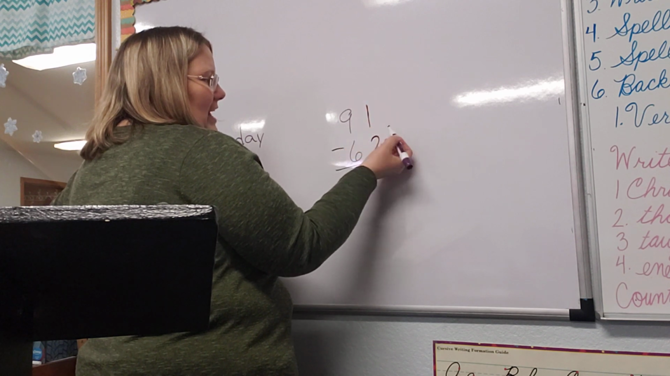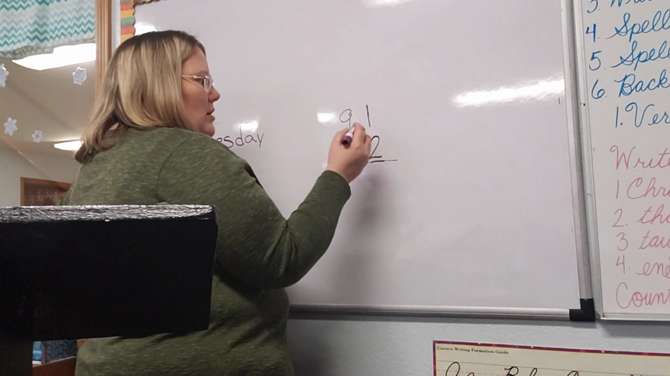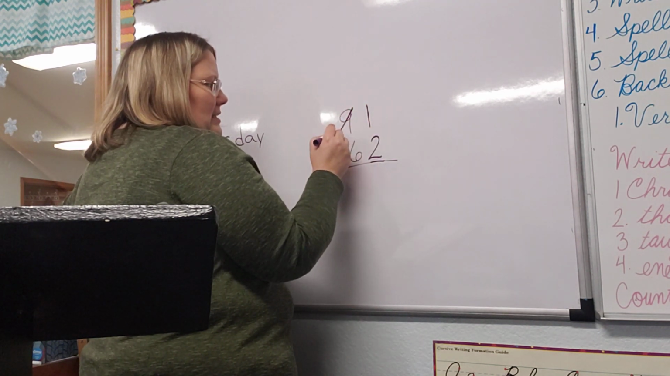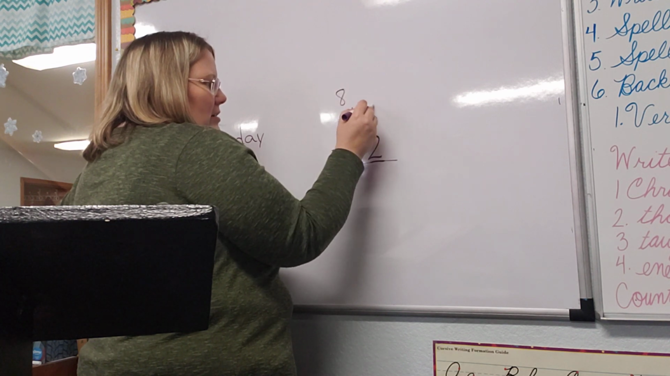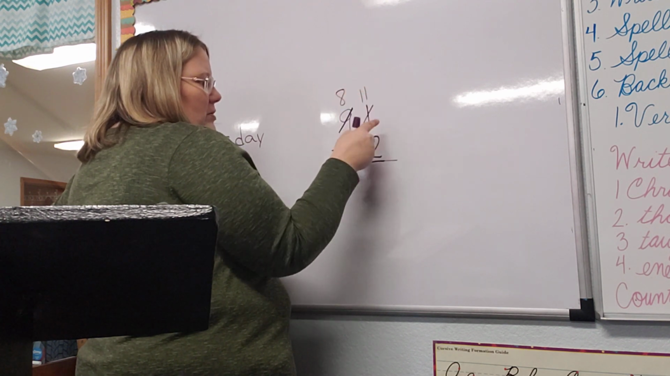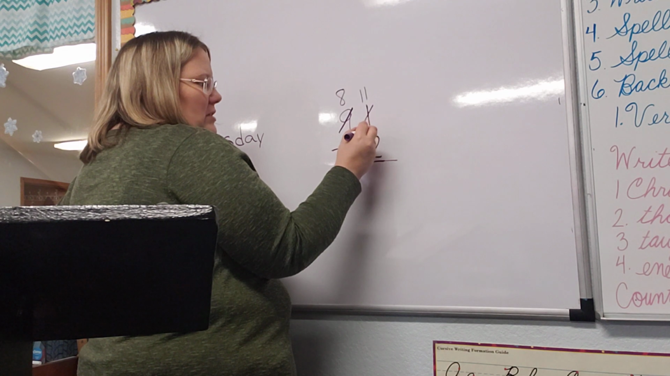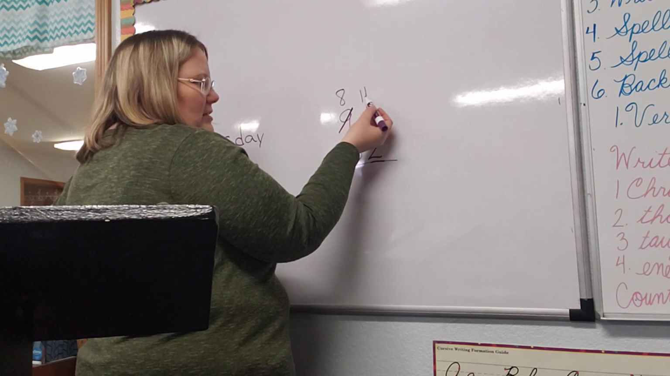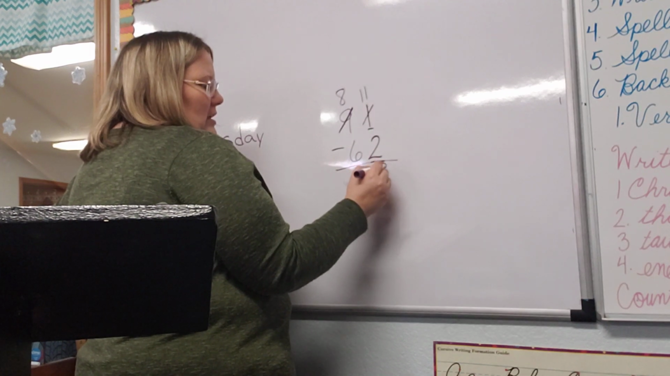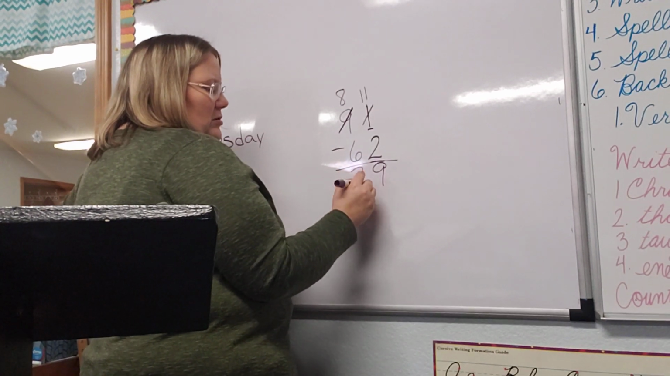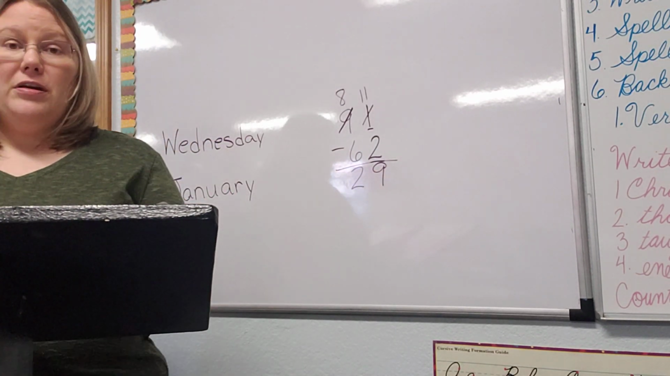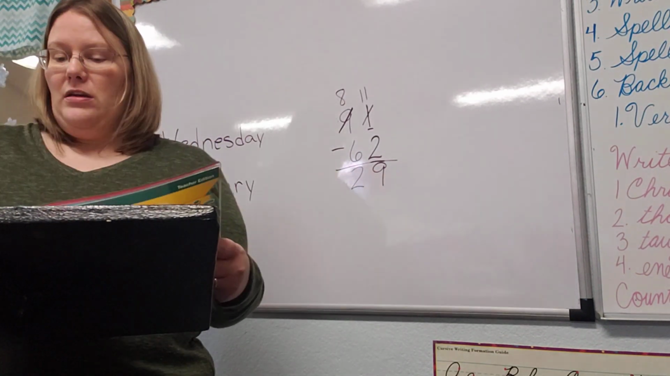Okay, we can't take 1 minus 2. I'm going to borrow from the tens. The 9 becomes an 8, and the 1 becomes 11. You just put a 1 in front of whatever number's here in the 1's place, then subtract. 11 minus 2 is 9. 8 minus 6 is 2. Hopefully you're getting that. If not, let me know if you have any questions.